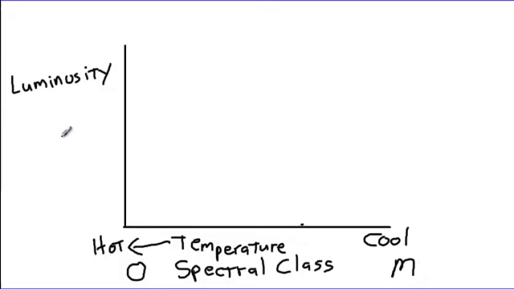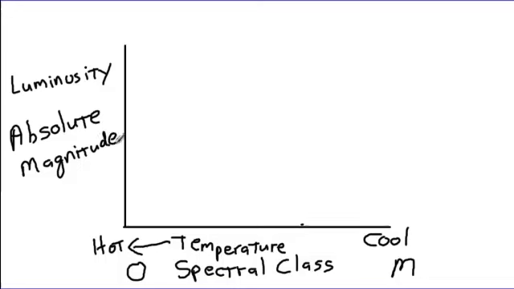Now, for luminosity, the other thing we often plot is the absolute magnitude. The absolute magnitude is another measure of luminosity, but it's in the magnitude scale instead of a luminosity scale. So we plot the absolute magnitude there. The absolute magnitude is how bright a star truly is, again, not how bright we see it from the Earth. That's one thing we see, but it's how bright it truly is in space.